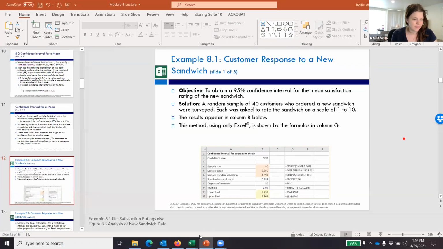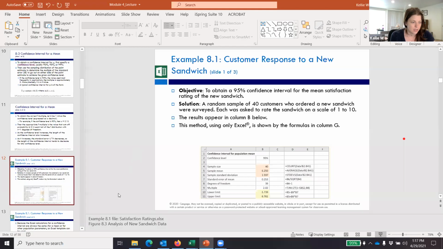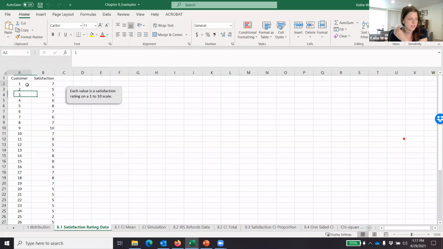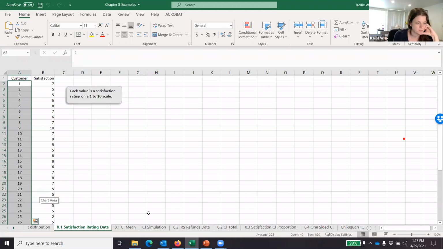So the first example is about customers responding to a new sandwich. And we want to find their mean satisfaction rating and then the confidence interval around that. So they randomly sample 40 customers who are ordering a new sandwich, and they ask them to rate their sandwich between 1 and 10. So this is the data. There's 40. They rated their sandwiches.